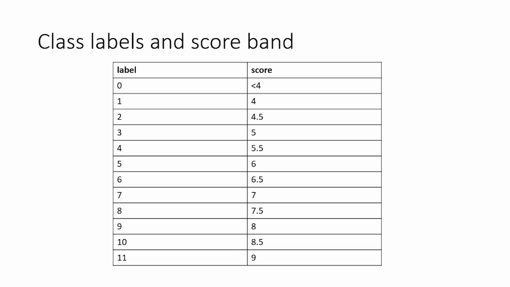So here are our class labels. As you can see, we're categorizing everything under 4 into label 0. The first reason is that there are just so few examples under 4. The second reason is that we believe everything under 4 is pretty much the same. Everything else we categorize in 0.5 steps all the way up to 9, resulting in a total of 12 labels.